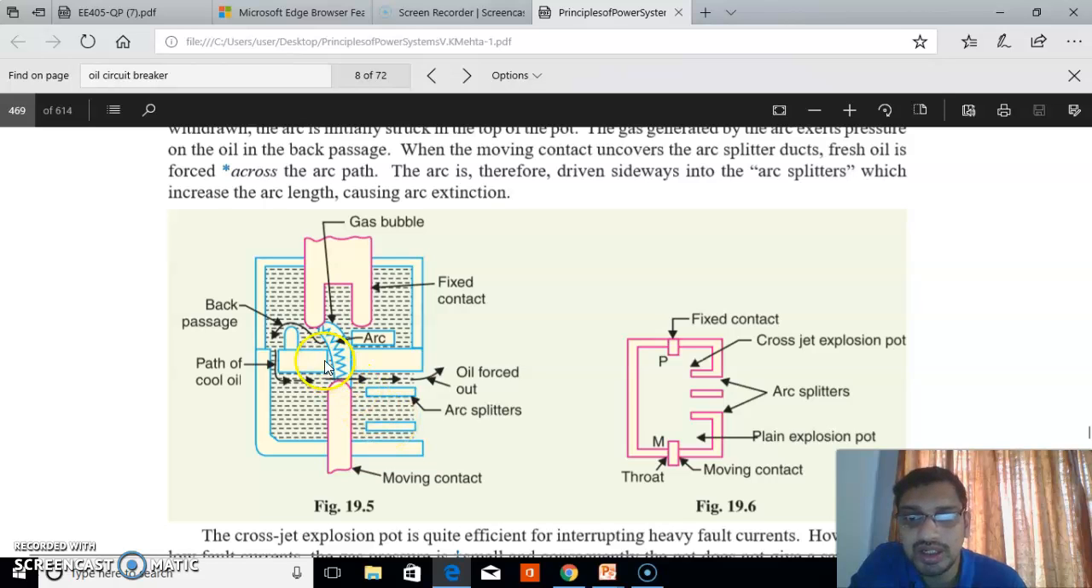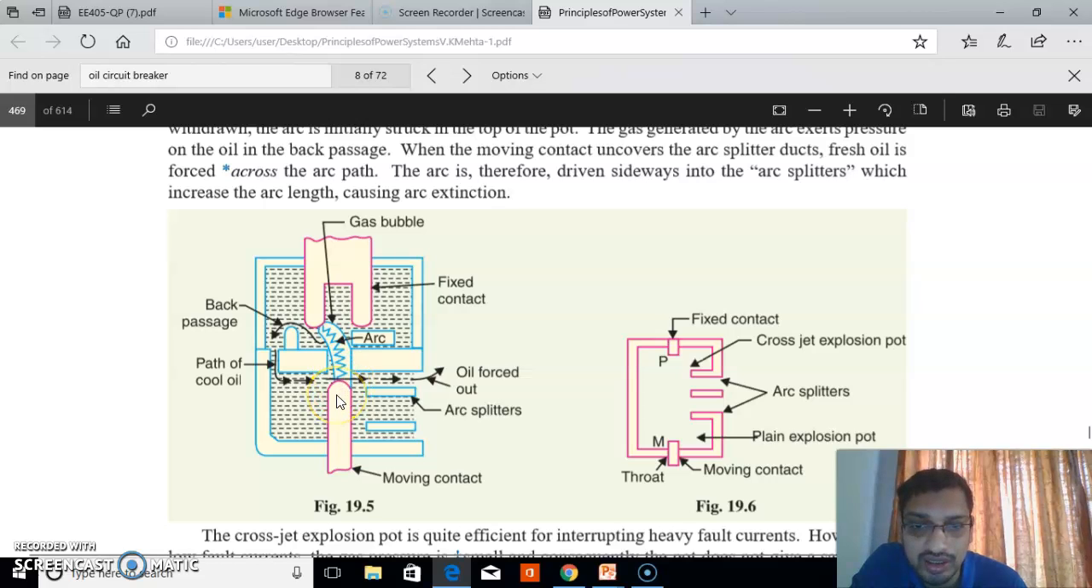So here we have two compartments, an upper compartment and a lower compartment, and two contacts, a fixed contact and a moving contact, and oil is filled inside the port. There is no opening in the port. During normal condition, both the fixed and moving contact are close together. When the fault occurs, the moving contact is pulled down from the fixed contact and an arc is struck between these contacts. Due to this arc, heat is generated and a hydrogen bubble is produced.